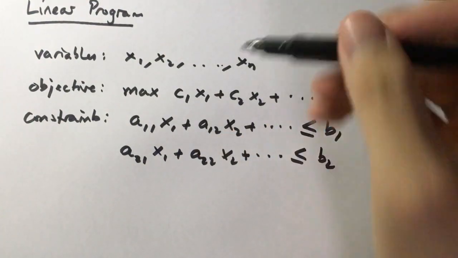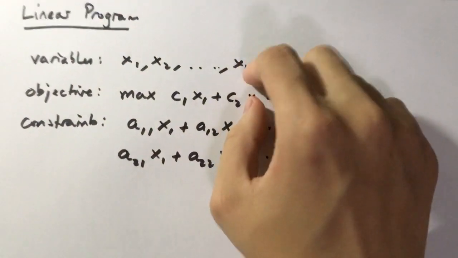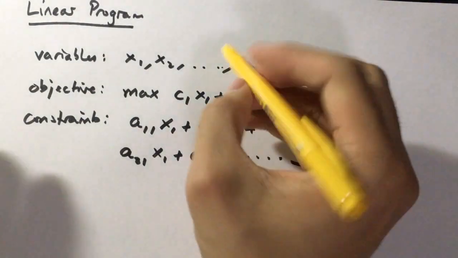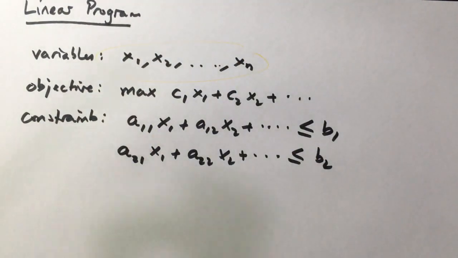So you have a list of variables. These are the things that you can vary in order to get an optimal solution. You can vary all of these things in order to get the optimal solution.